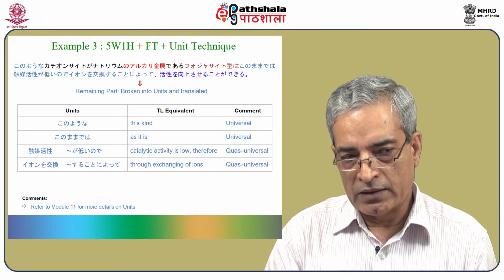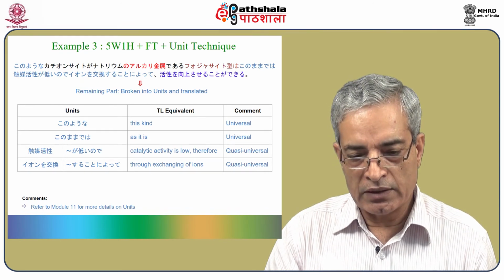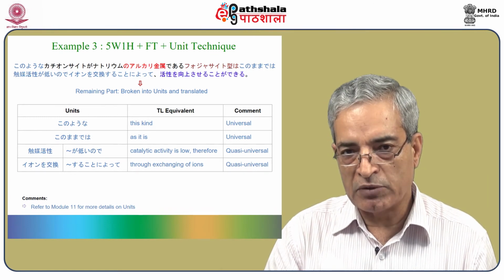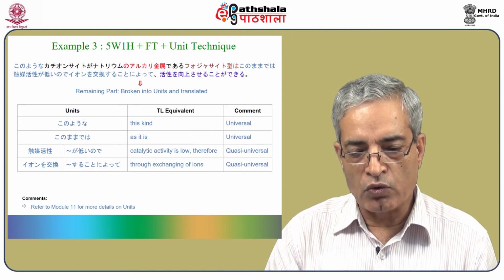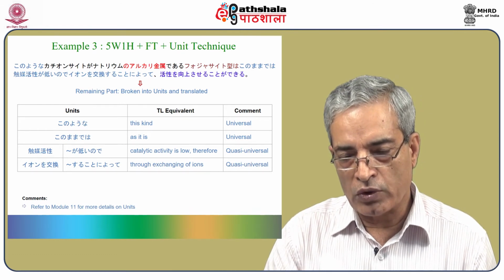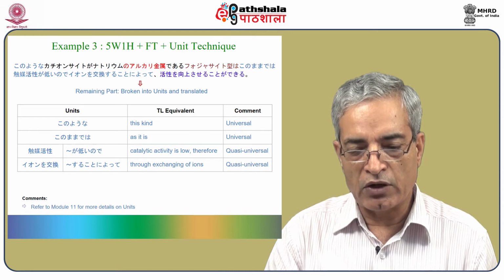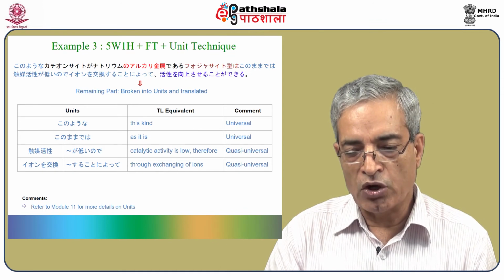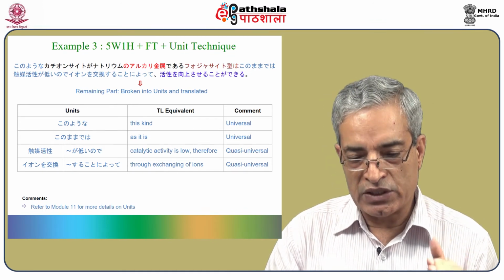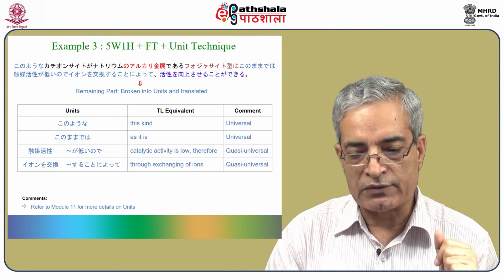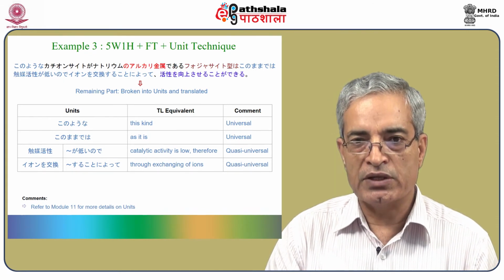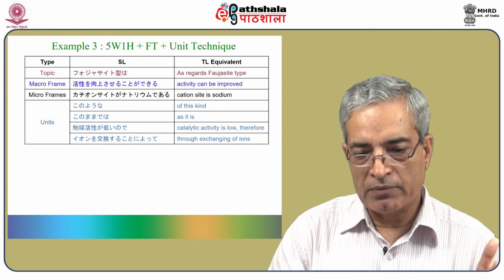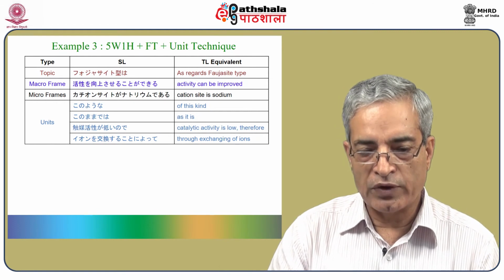Suppose I say "Jetsuen se ga hikui no de". So it's quite applicable. There can be something else which can be put before this. Similarly, "ion o kokan suru koto ni yotte". So "ion o kokan" and "suru koto ni yotte" is very common, universal. "Ion o kokan" is replaceable. So it's through exchanging of ions. We have deliberately put exchanging here because "kokan suru" is a verb. Otherwise, it can also be through exchange of ions. This is quasi-universal.